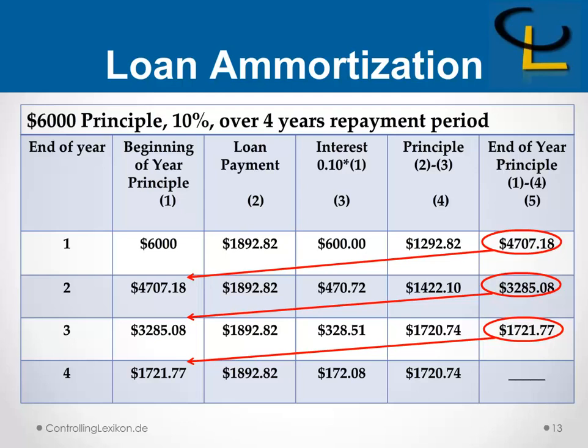Now we will start with a loan schedule. So on the first year we have a beginning principal of $6,000, and we already found the loan payment, which is $1,892.82. And to find out the interest, we multiply the interest rate by the beginning of year principal. The interest rate is 10% and the beginning of year principal is $6,000, so we get $600.